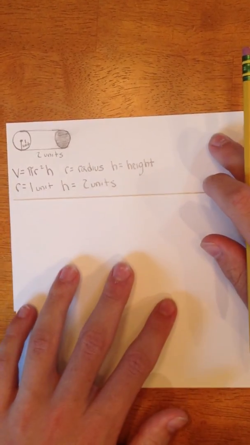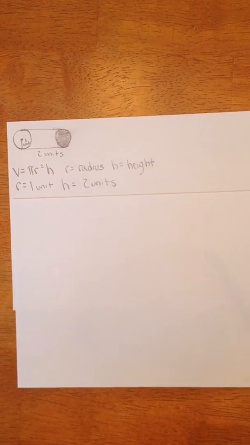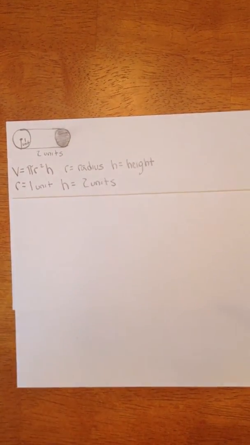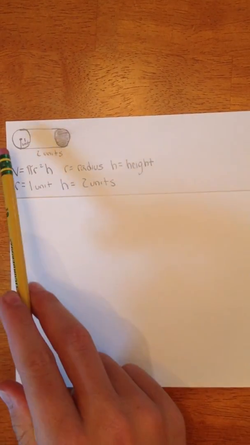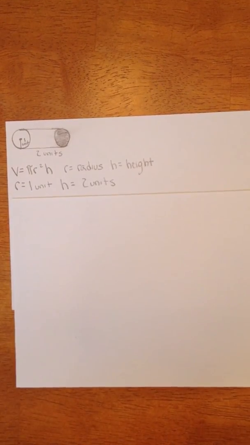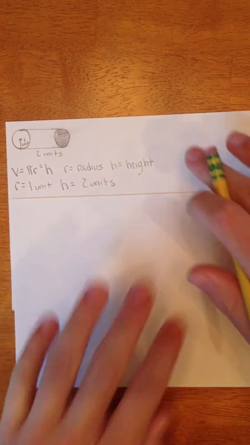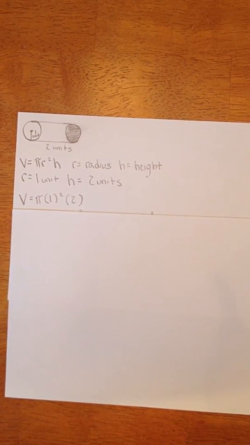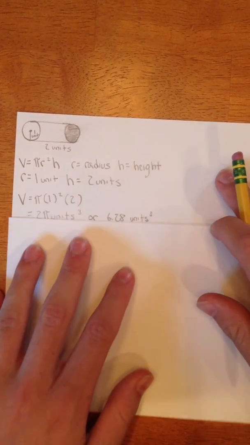So to start, you need to find your radius and your height. So in this example, we have the radius of the circular base is 1 unit, and the height, which is the distance between the two circular bases, is 2 units. So you plug your values into your equation. Volume is equal to pi times 1 squared times 2.